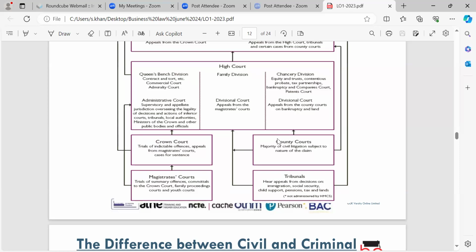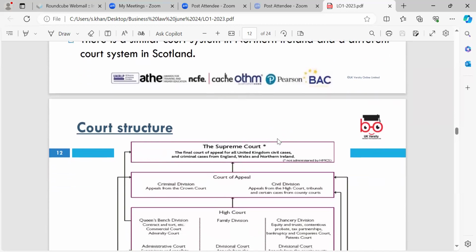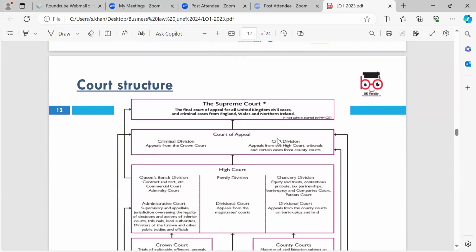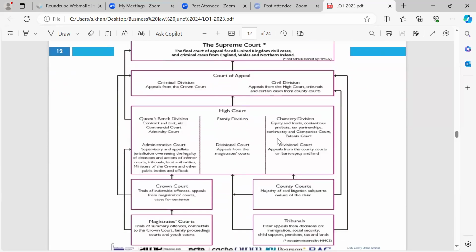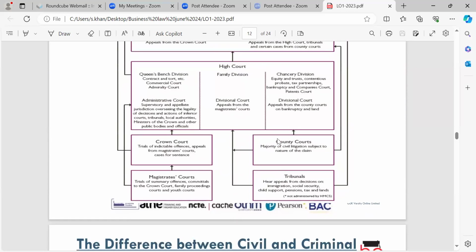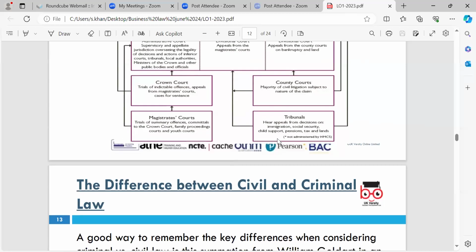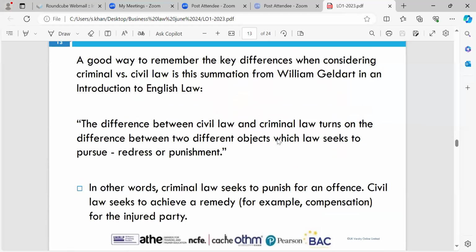So you can have a look, we've had a look at the hierarchy of the courts. We've gone through what each court does and what they deal with: the highest courts, as we mentioned, the Supreme Court, down to the Court of Appeal, the High Court, where you have the King's Bench, Family Division, Chancery, then the County Court, Tribunals, and Crown Courts and Magistrates. And we looked at the severity of each one for how far it would go.